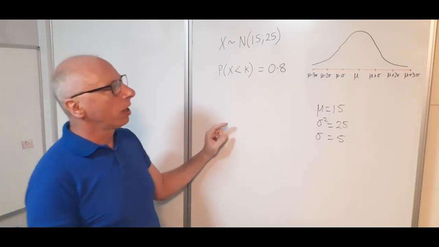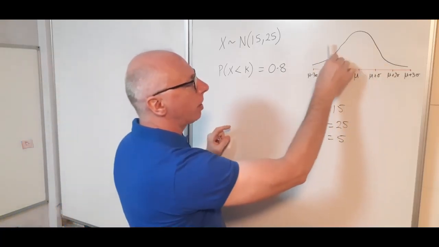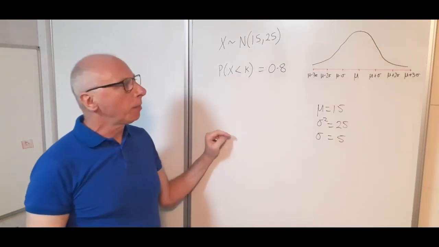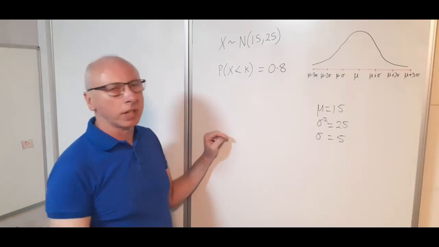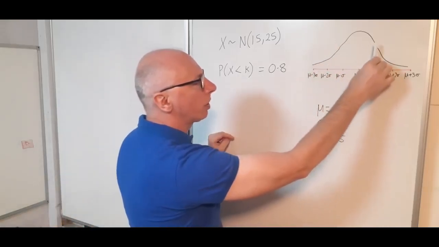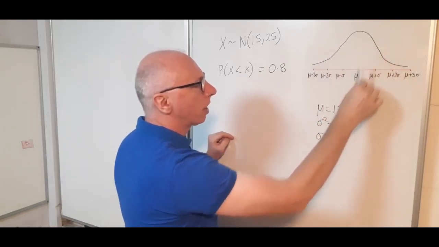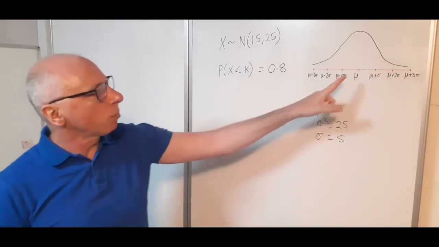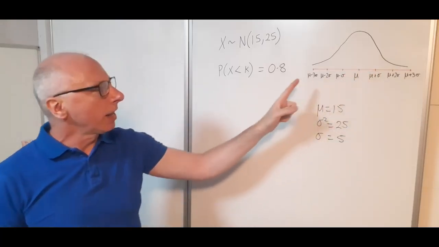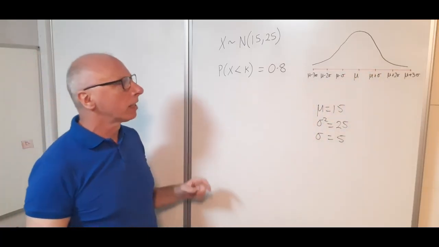Now we want to find the probability x is less than some value k equals 0.8. So what we want to know is the area underneath this curve, there'll be 0.8 of it, or 80% of it covered from this left hand side point, and on the right hand side there'll be a point somewhere along here called k, and that's the point that we want to find.